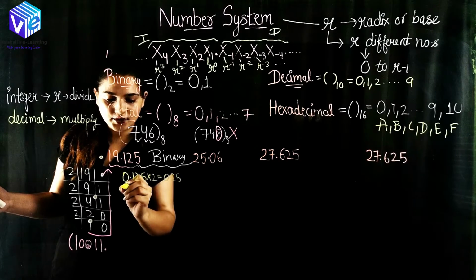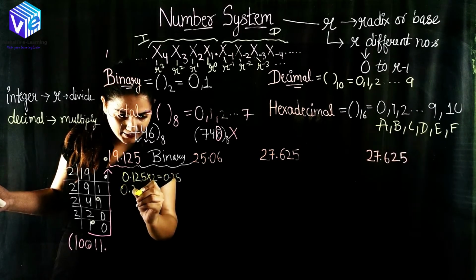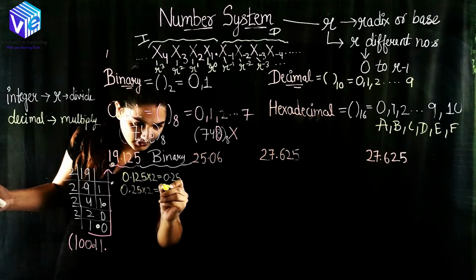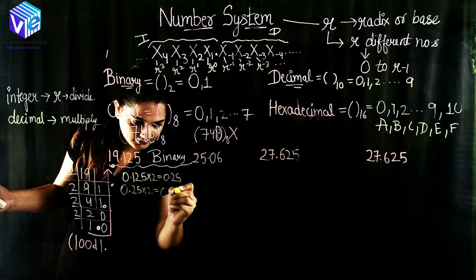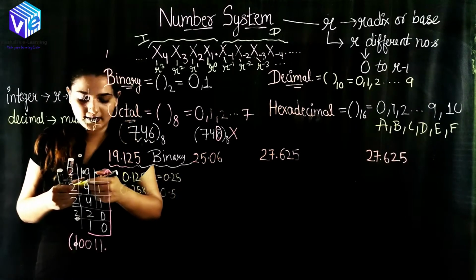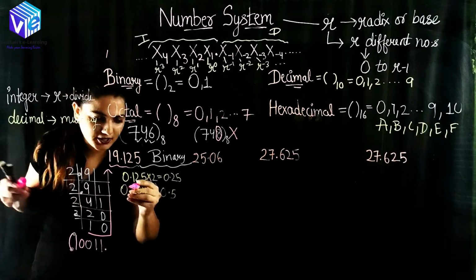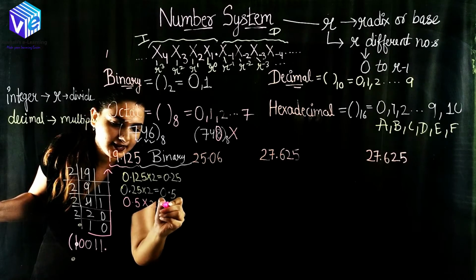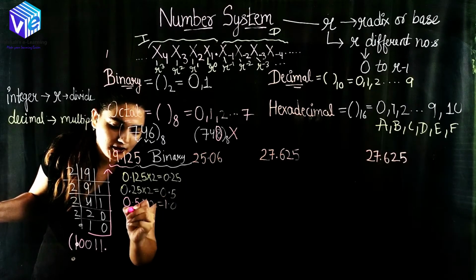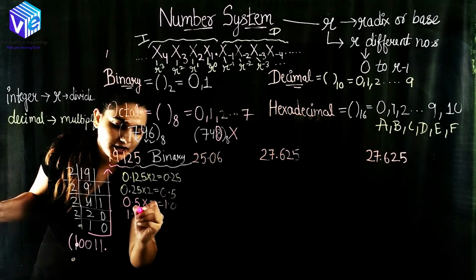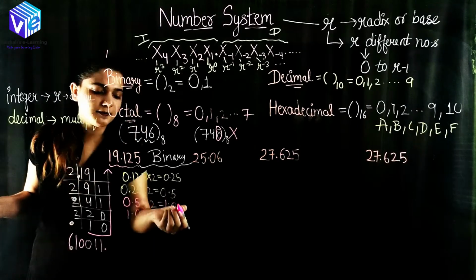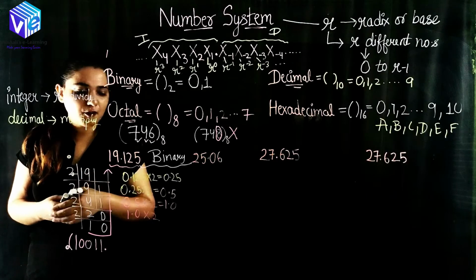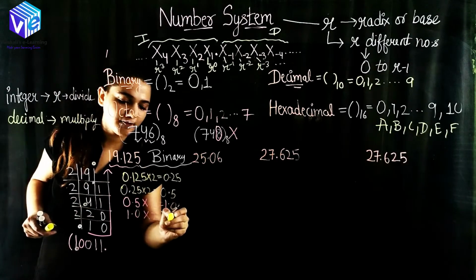0.25. Now again I'll be multiplying 0.25 by 2. I'll be getting 0.5. So now again I will be multiplying 0.5 by 2. I will be getting 1.0. Now I'll be multiplying 1.0 by 2. It will be a number which is 2, which is not possible. So I will not compute this.